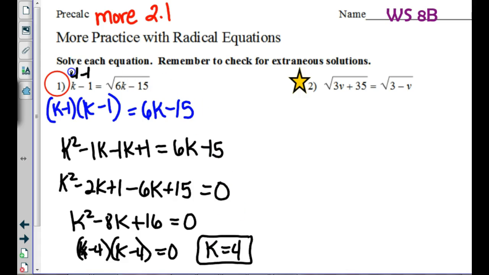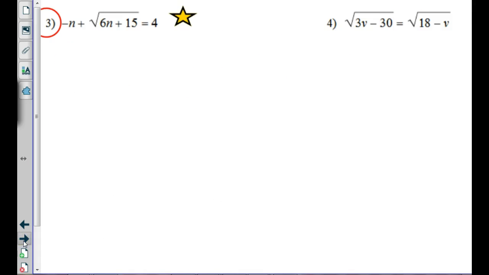Is 4 minus 1 the same as the square root of 24 minus 15? Is 4 minus 1 the same as the square root of 9? Yes. On the quiz, there is one answer that does not check. I don't care if you show it, but you have to show me that you found an extraneous root that didn't work.